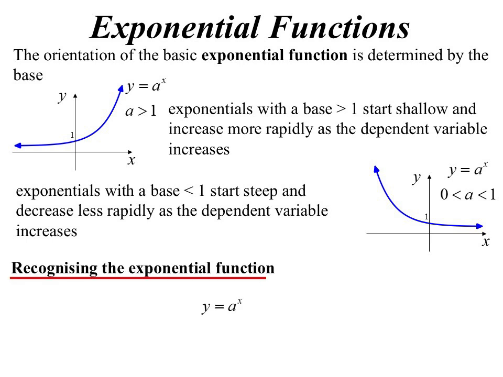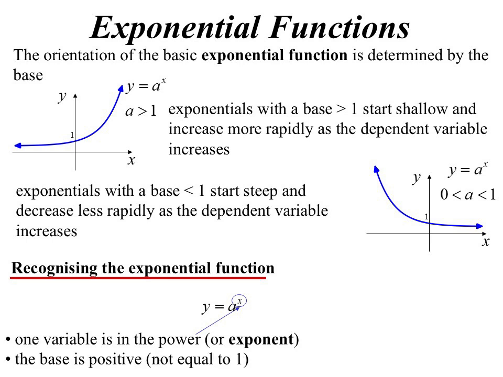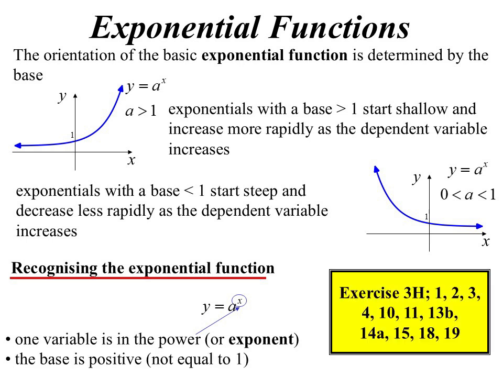How do you recognise it? Pretty easy to recognise. One of those pronumerals is going to be in the power, because of course another name for the power, well, is index, but yet another one is exponent, hence the name of the curve, exponential. So the base is positive, not equal to 1. There we go.